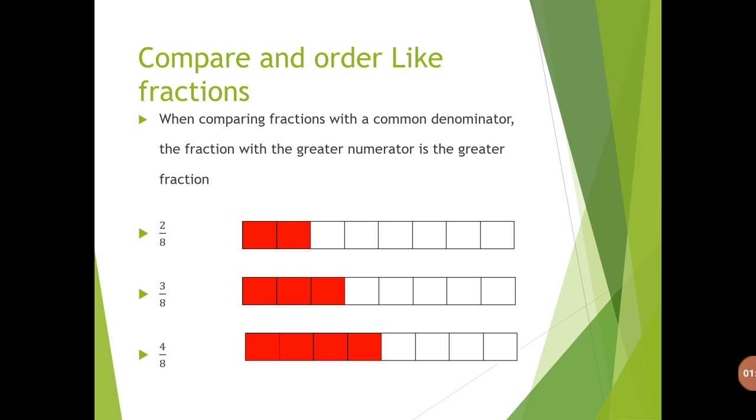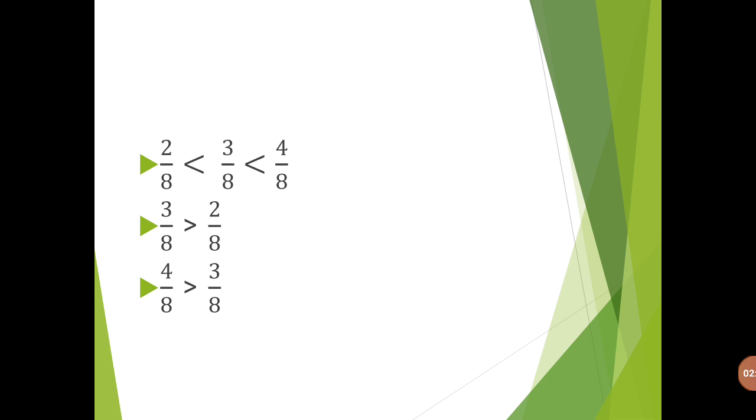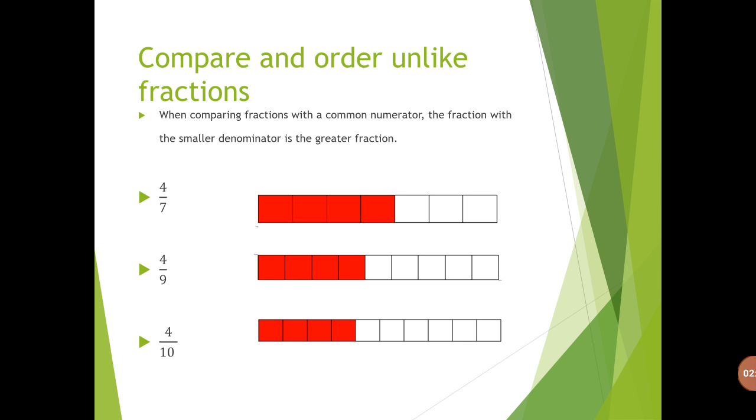So you can easily say that the greater numerator is the greater fraction. The last one, 4 upon 8, is the greater fraction. So we can say that 2 upon 8 is less than 3 upon 8 and 3 upon 8 is less than 4 upon 8. So it means 3 upon 8 is greater than 2 upon 8 and 4 upon 8 is greater than 3 upon 8.